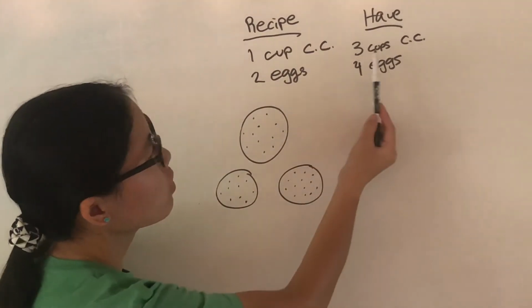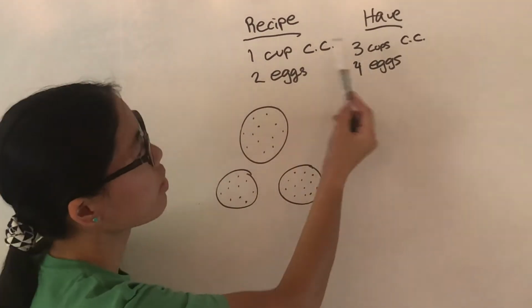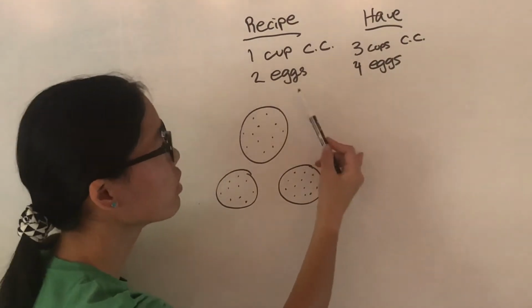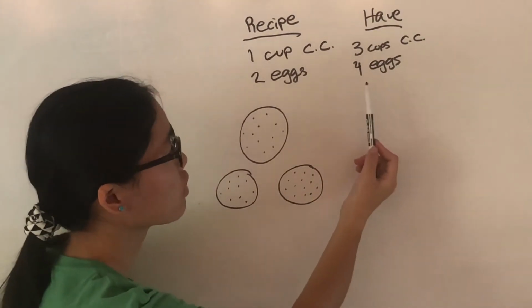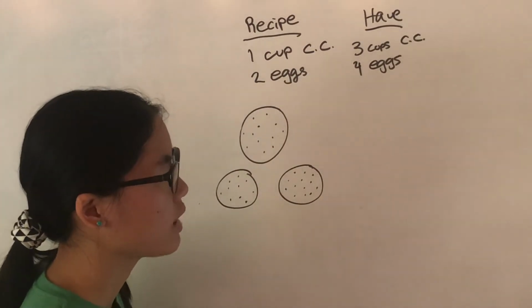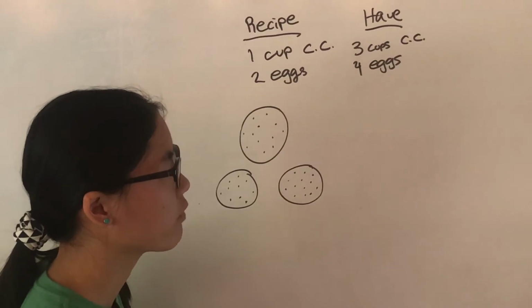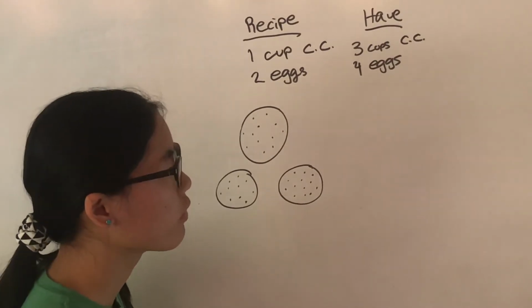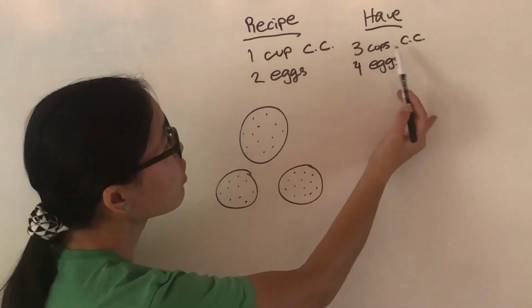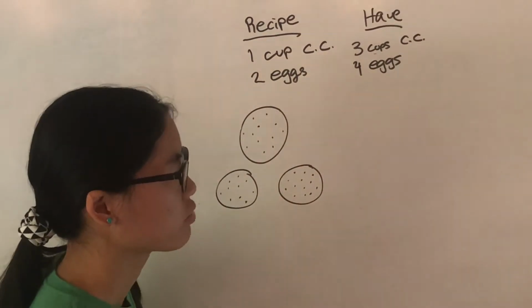Well, looking at just the chocolate chips, you could make 3 batches. But because you only have 4 eggs, you can only make 2 batches, and therefore eggs are your limiting reactant. The limiting reactant limits the extent of the reaction, and thereby determines the amount of product. A portion of all the other reactants remain after the reaction stops. These leftover reactants are called the excess reactants.